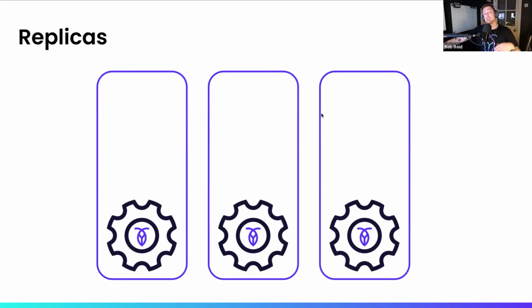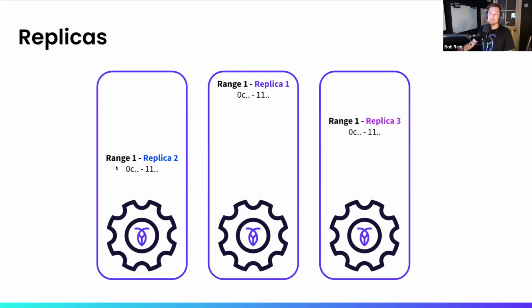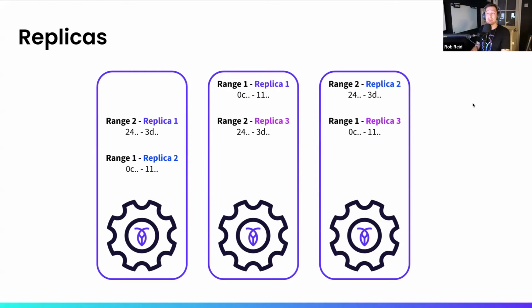And those replicas exist on different nodes. That's how CockroachDB is able to remain online in the event of a disaster. It's because your data is safe. So this is range 1. It's replicated 3 times across 3 different nodes. That's range 2, also replicated 3 times. And finally, range 3, replicated 3 times.